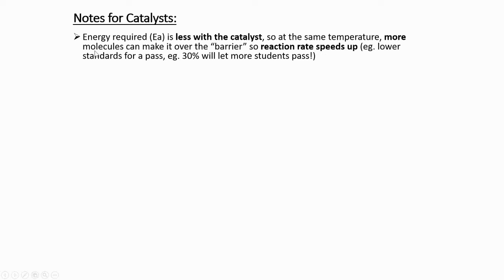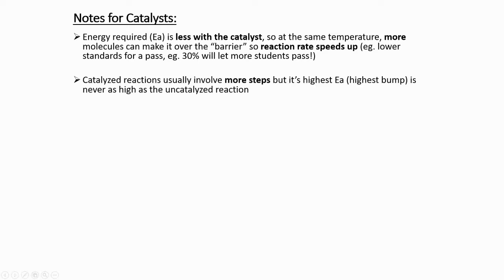All right, so some notes for catalysts. The energy required is less with the catalyst. If you're not having less EA with the catalyst, it's not a catalyst. So more molecules can make it over the barrier, so the reaction speeds up. It's analogous to lowering standards for a pass. If we put standards down to 30%, then you're going to have more students pass a course. So we'd lower the EA.